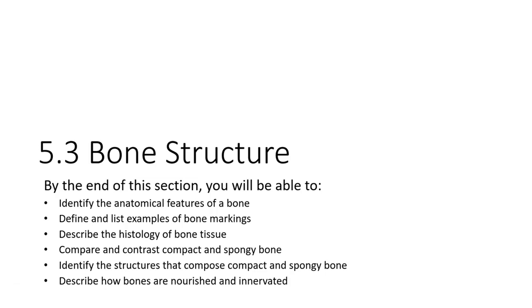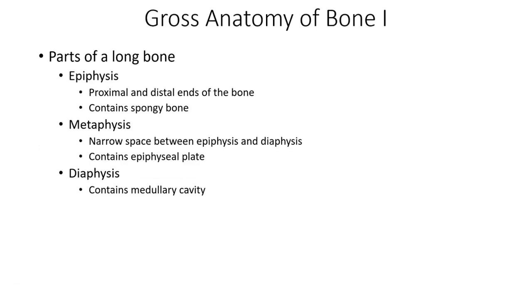We've done a lot of that in lab, and then we're going to look in detail at the histology of bone tissue. So what does bone tissue look like under a microscope? We're going to compare compact and spongy bone, what their purposes are, the structures that make up each of those, and stuff like that. And then we are going to talk about how bones are provided with nutrients and how they have nerves going into that bony tissue.